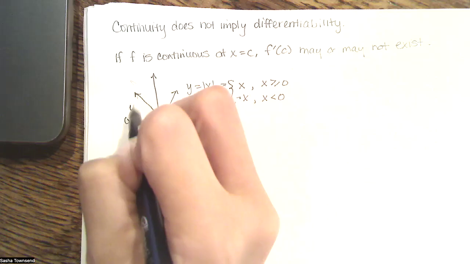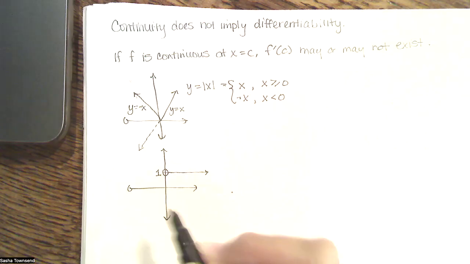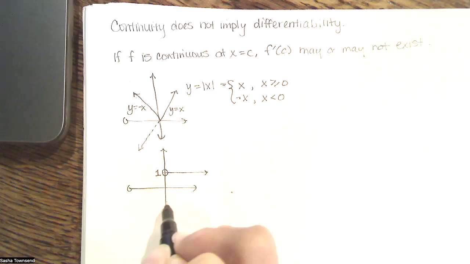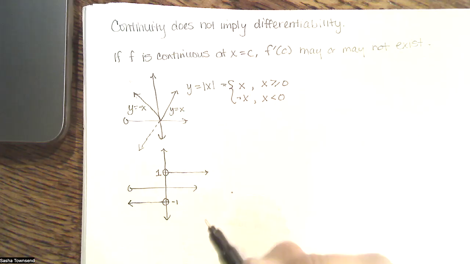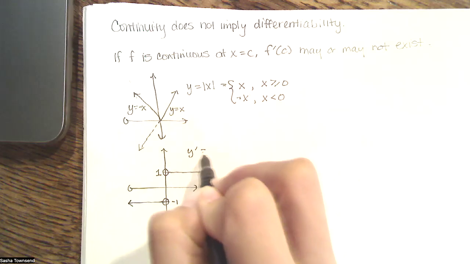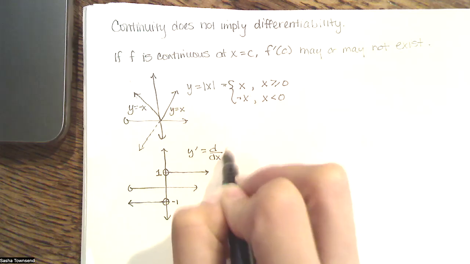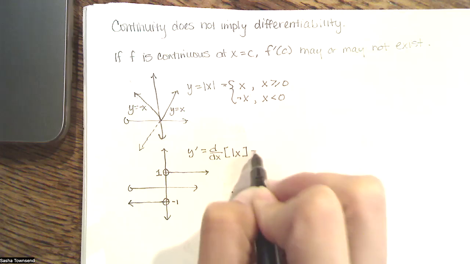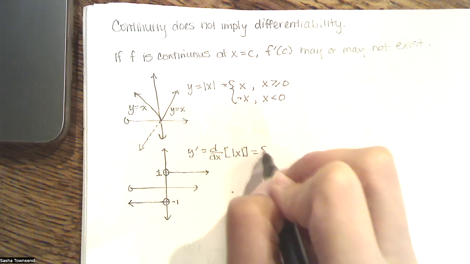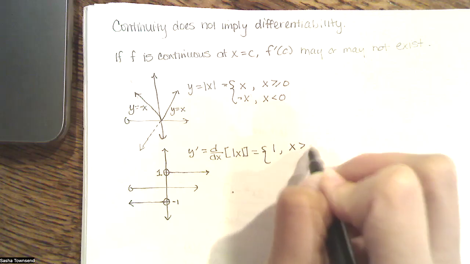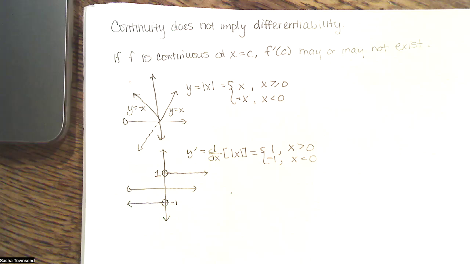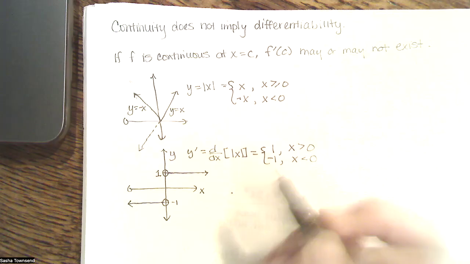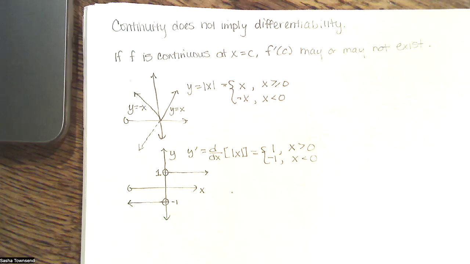On this side, y is equal to negative x. And the slope, which is the derivative, is equal to negative 1 on that side. This is y prime equals the derivative with respect to x of the absolute value of x. And that's going to be 1 when x is greater than 0 and negative 1 when x is less than 0. And of course, at x equals 0, that derivative is undefined.